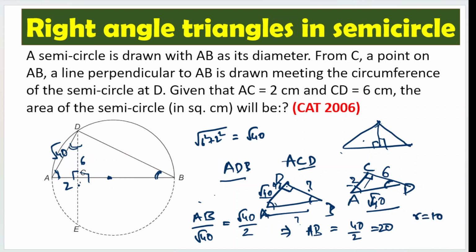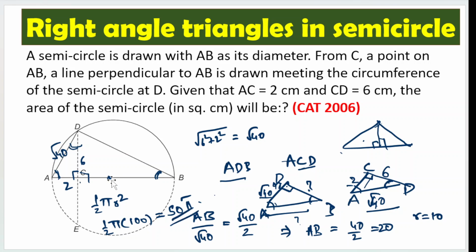And so what is the area? We want the radius only, to calculate the area of the semicircle. Area of a semicircle is half into pi r squared. Pi r squared is for the overall circle and half of it is for the semicircle, which is half into pi into the radius squared. Radius is 10, so 10 squared is 100, which gives 50 pi. That is our answer.